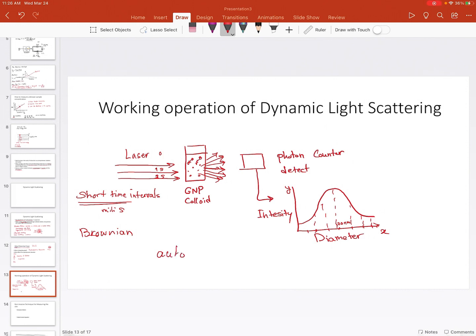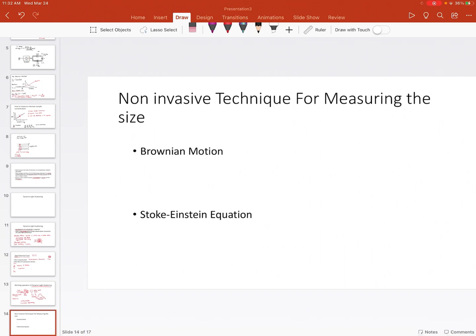The intensity changes are analyzed using an autocorrelator. That's why the DLS technique is sometimes referred to as correlation spectroscopy. DLS is the more common name for this technique, but sometimes it's called correlation spectroscopy. The correlation function curve is used to analyze the size.